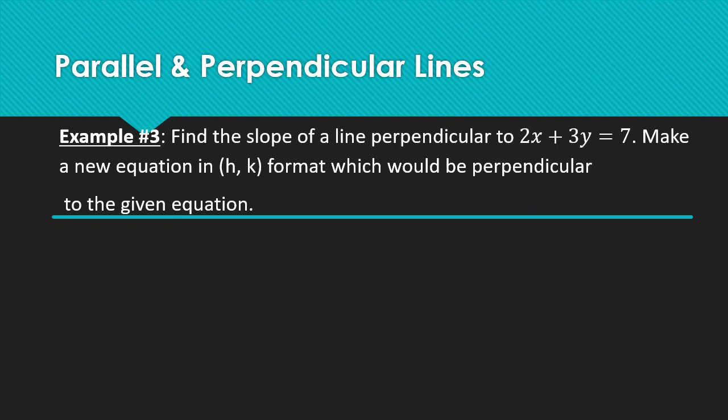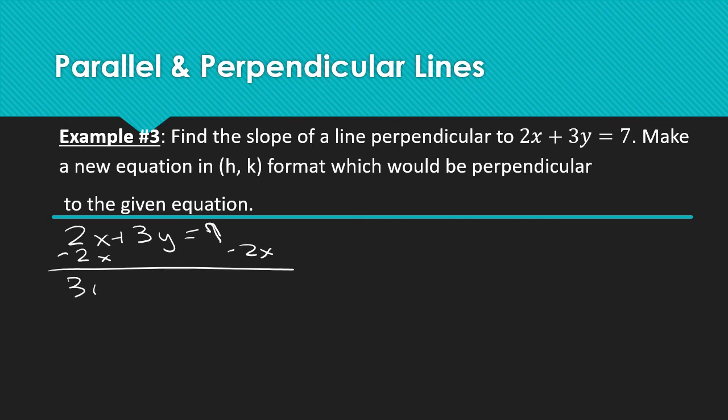Find the slope of a line perpendicular to 2x plus 3y equals 7, and make a new equation in HK format that would be perpendicular to the equation. So I have the equation 2x plus 3y equals 7. So I'm going to find the slope. Again, I'm going to go ahead and solve for y because I think that will be the easiest thing to do. So you end up with 3y equals negative 2x plus 7. I need to get that y by itself.